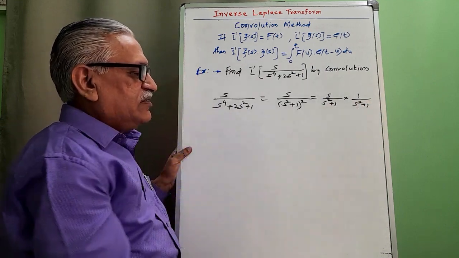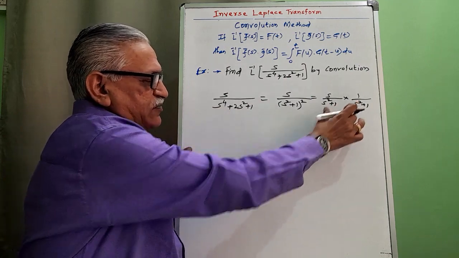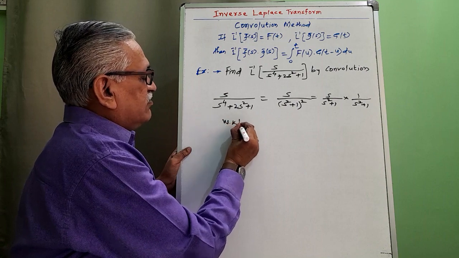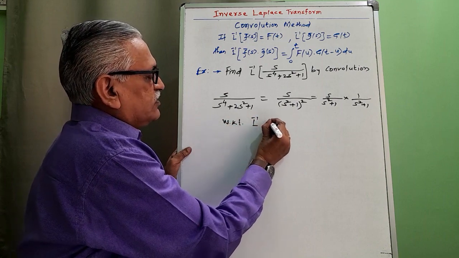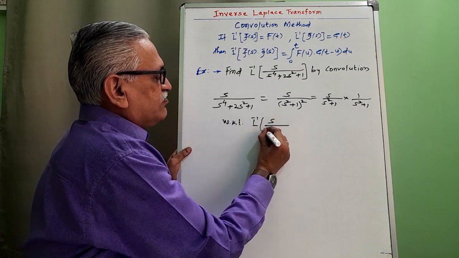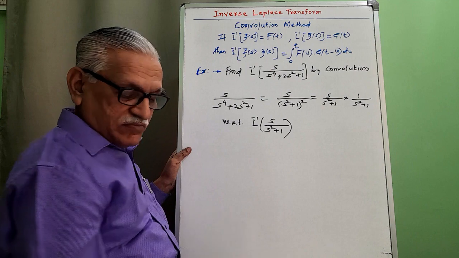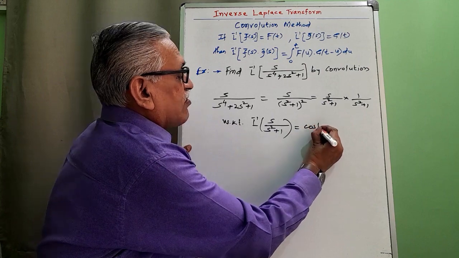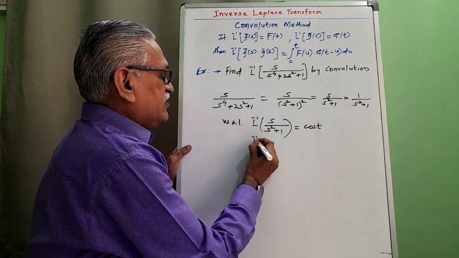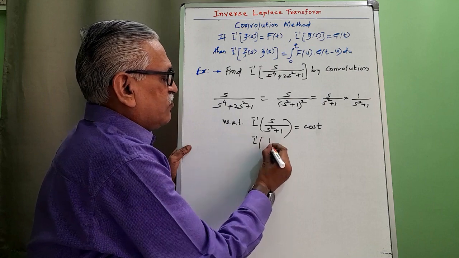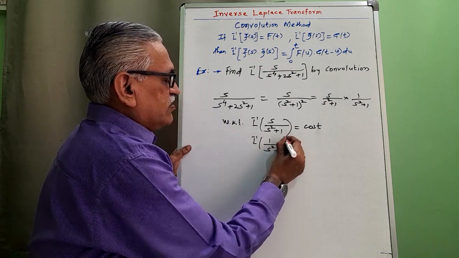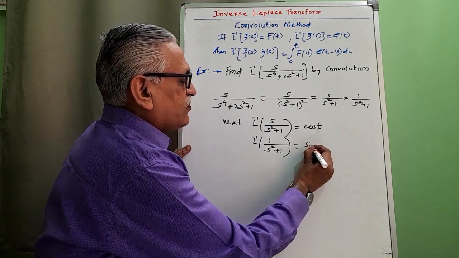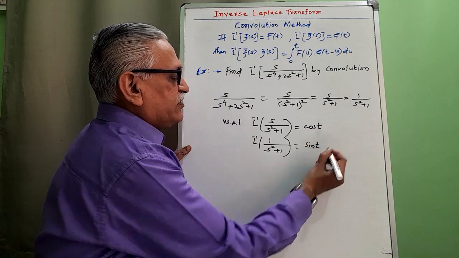Therefore I have converted this function as a product of two functions of s, and then we know that inverse of the first term, that is s upon s square plus 1, is cos t, and the second result, inverse of 1 upon s square plus 1, is 1 by a sin at. A is here 1, therefore 1 by 1 is 1, and sine of at is sin t.